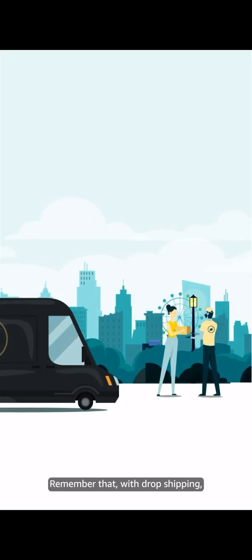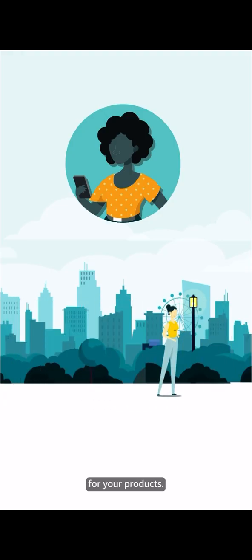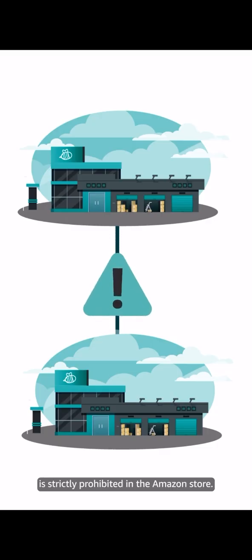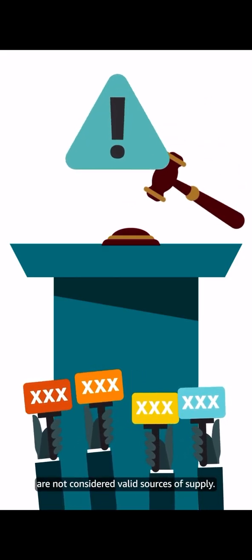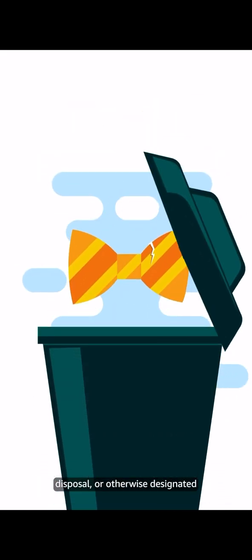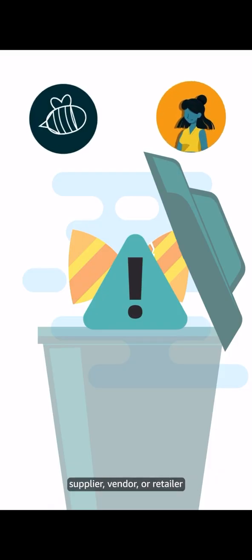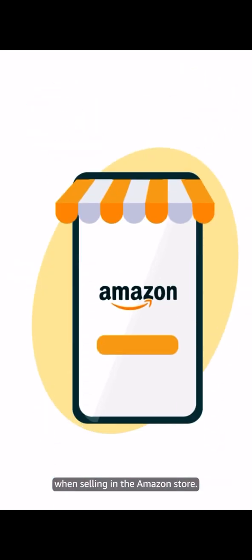identifying a third-party dropshipper. Remember that with drop shipping, you are responsible for accepting and processing customer returns for your products. Also note that retail-to-retail drop shipping is strictly prohibited in the Amazon store. Auctions or auction-style environments are not considered valid sources of supply. Reselling products intended for destruction, disposal, or otherwise designated as unsellable by the manufacturer, supplier, vendor, or retailer is also strictly prohibited when selling in the Amazon store.